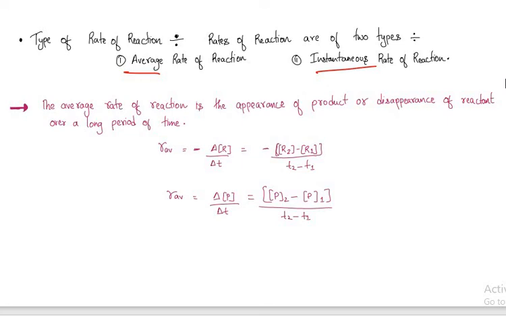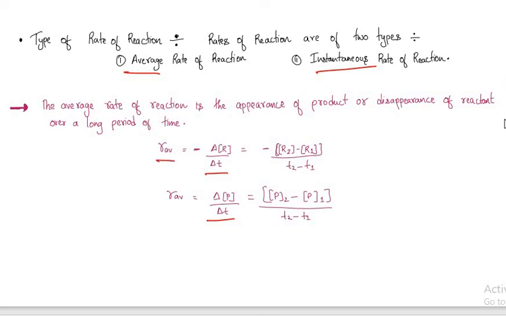The average rate is the appearance of product or disappearance of reactant over a long period of time. It means there is a certain time interval, a sufficient time gap, between the disappearance of reactant or appearance of product. That kind of rate is known as average rate.